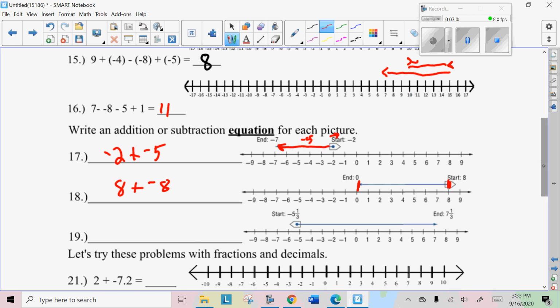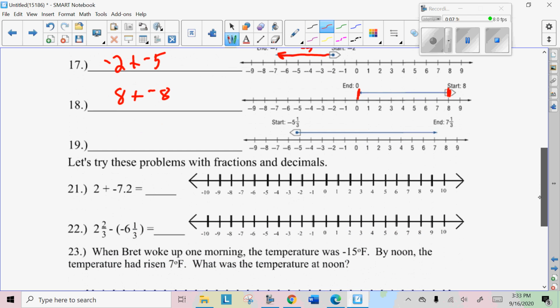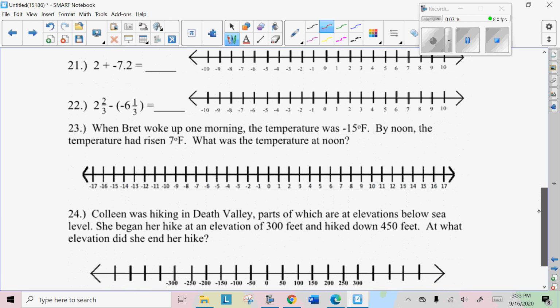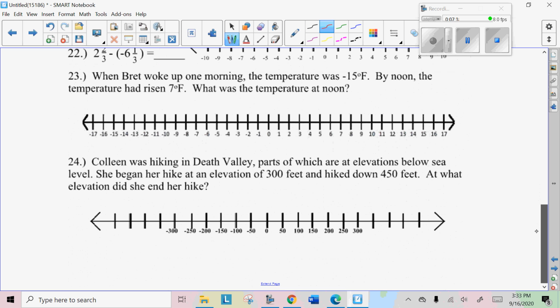Go ahead, you try number 19. See if you get it right. And actually do 19, 21, 22, and 23. And then I'll check back with you.